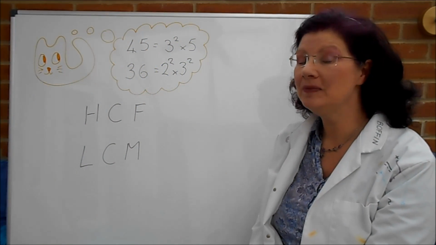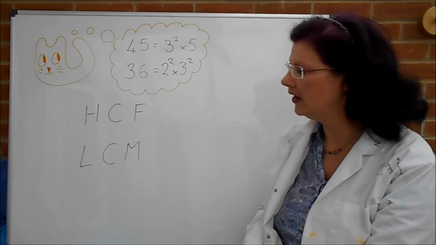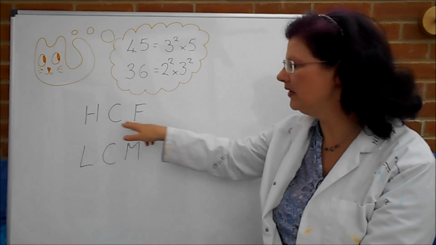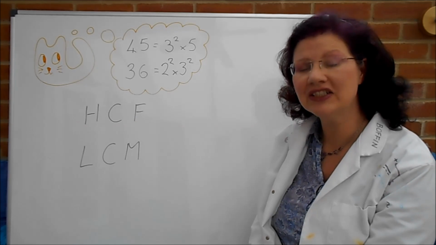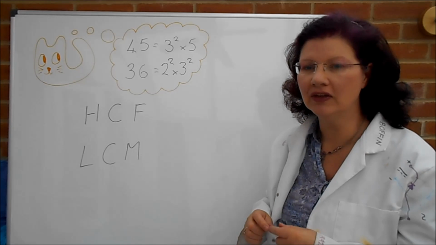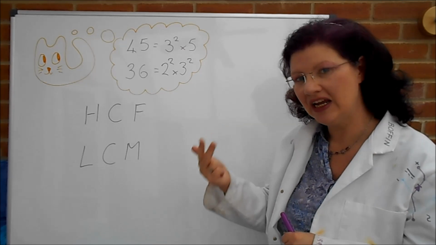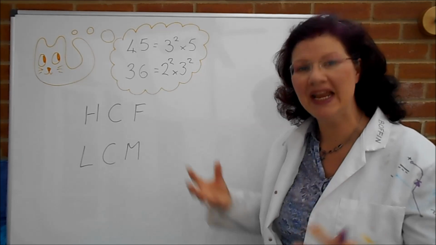Okay, these are some terms that occasionally cause a bit of confusion, but if you listen to the names it tells you what they are. The highest common factor. A factor is a number that makes up something else. Think of factory where you make things. So for example, the factors of 12 would be 2 and 3 and 4 and 6 because they make 12.